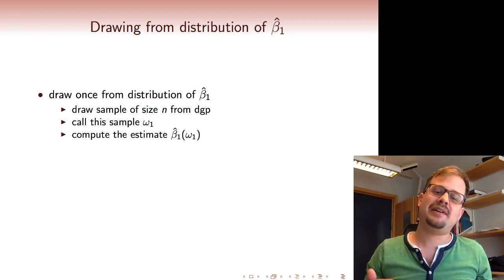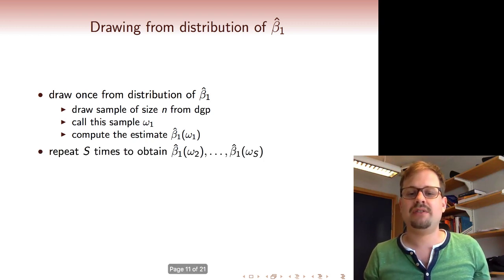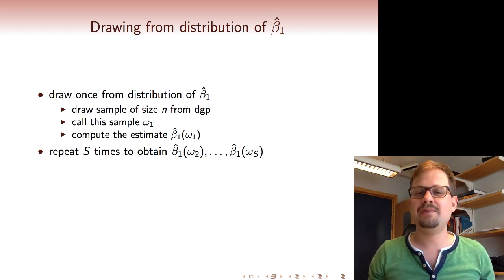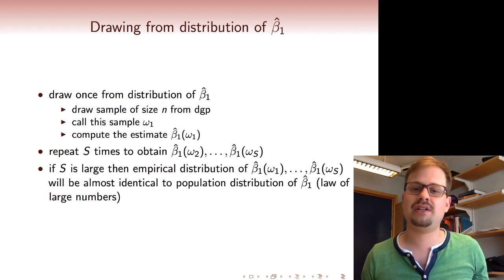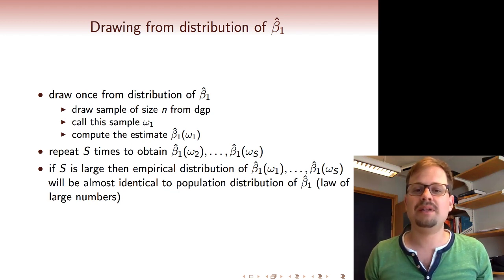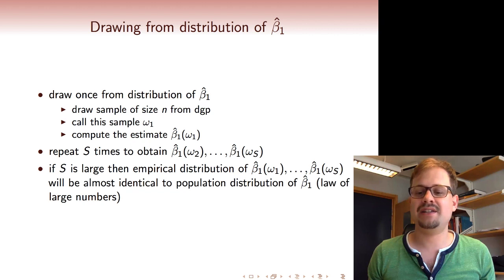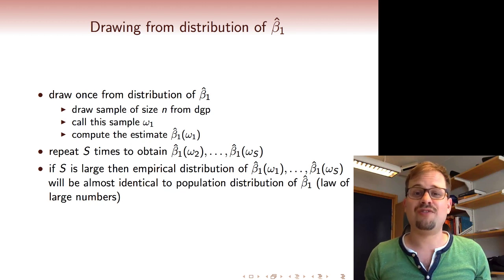And then we repeat this process and we get a different sample, let's call it omega 2, right? And we can compute another estimate and then another estimate and so on. We repeat this process s times, and then we obtain s estimates. And if s is very large, then we hope that the empirical distribution that we have just generated will be very similar or almost identical to the true sampling distribution or the true population distribution of Beta 1 hat. The reason that we can hope that this is the case is a mathematical law that is called the law of large numbers.